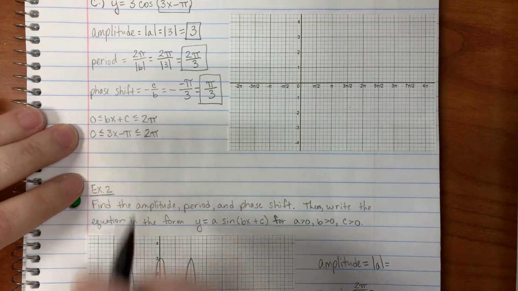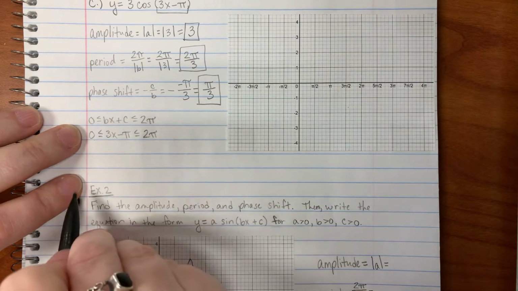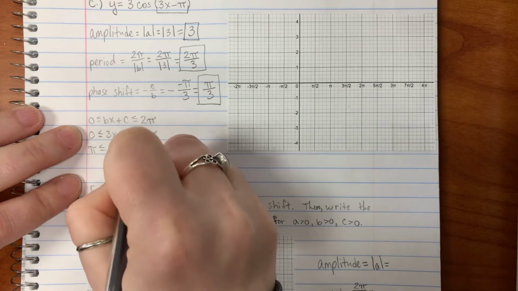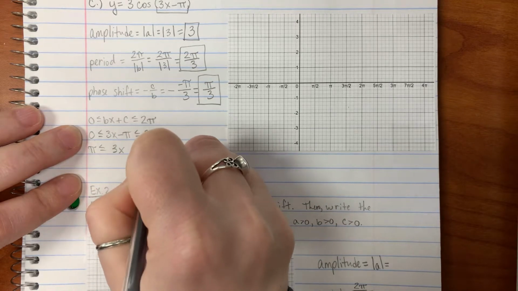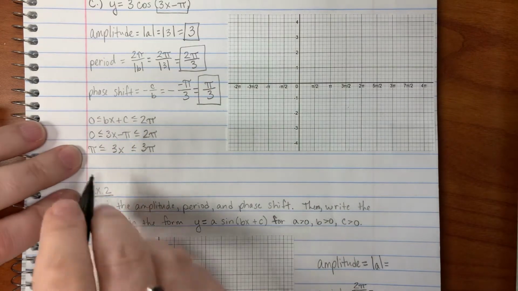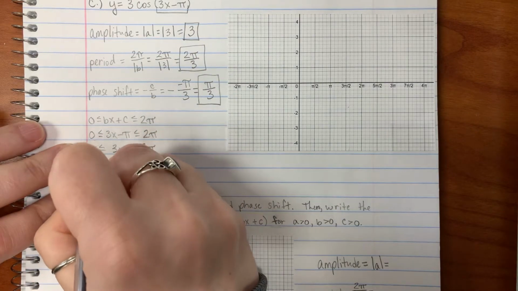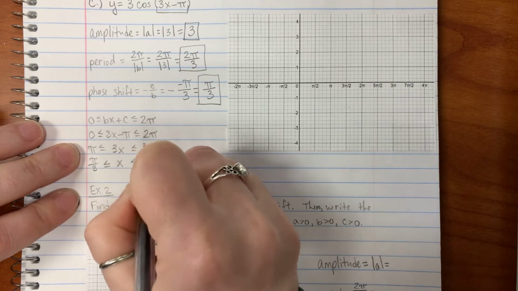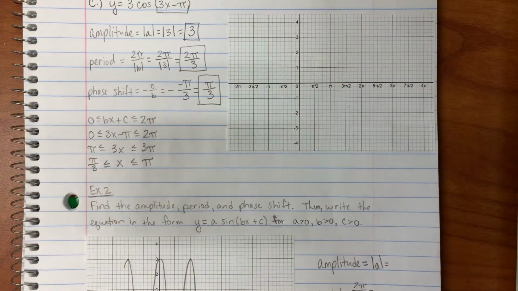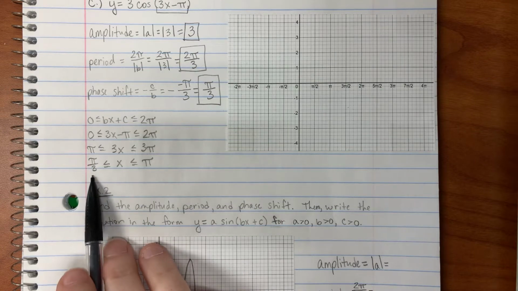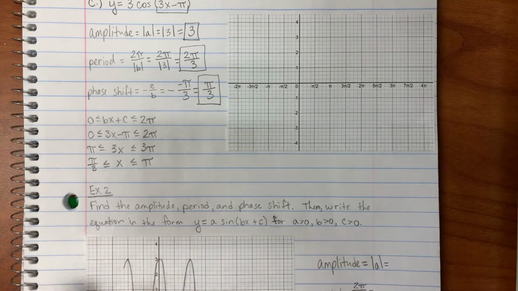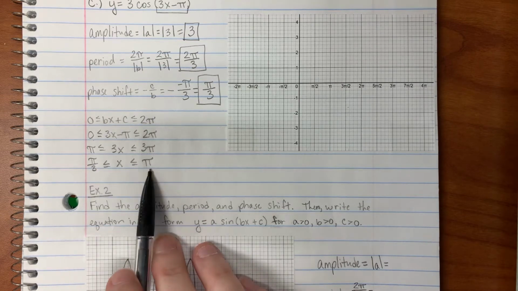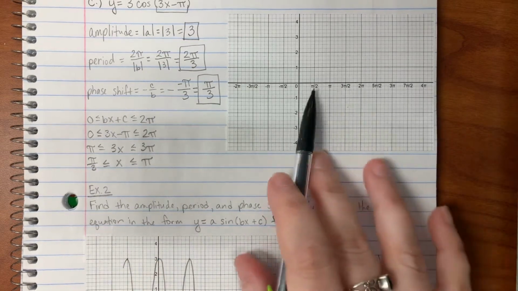And then I'm going to solve this. So I'm going to add pi to all three. That gives me pi less than or equal to 3x less than or equal to, this would be 3 pi if I add pi to it. And then I'm going to divide everything by 3. So pi over 3, x, and pi. Okay, so here's what this tells me. This tells me that my interval, that whole cycle that I'm talking about, is going to go from pi over 3 up to pi. So I want to know what that looks like on this graph up here.